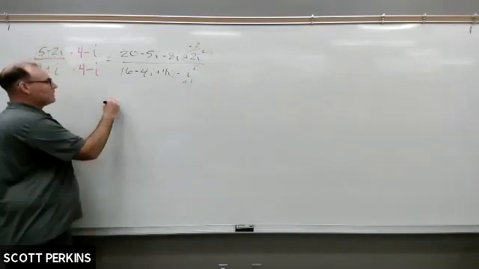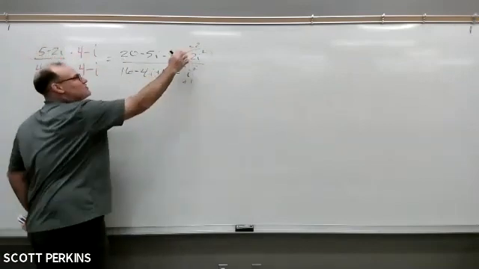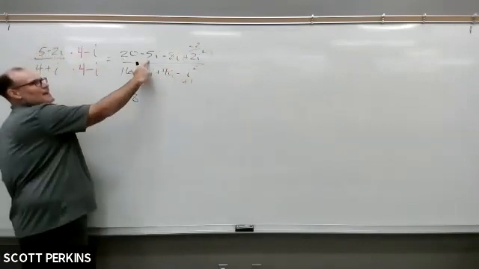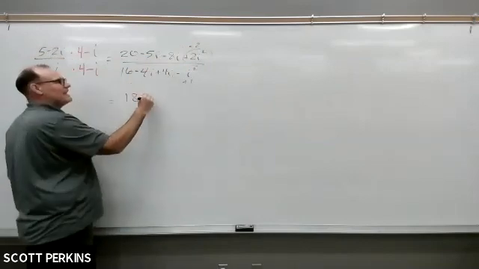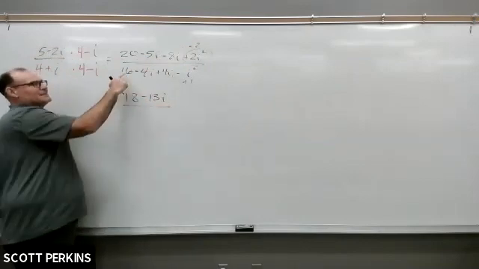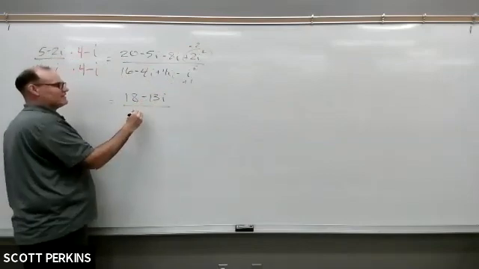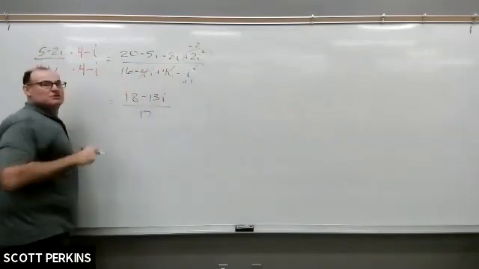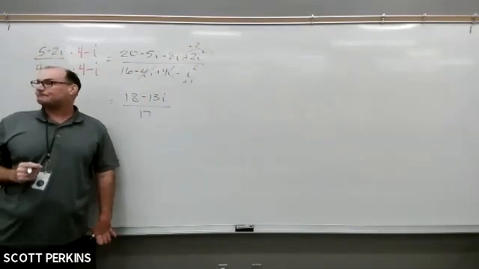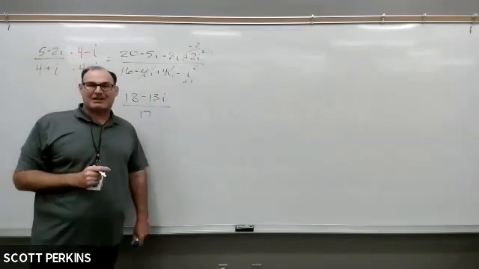And now I'm ready to rumble. 20 minus 2 is 18. Negative 5, negative 8, that's negative 13i. 16 plus 1 is 17. The i's cancel. That's good. That's what I want. That should happen. That's why we multiply by the conjugate.